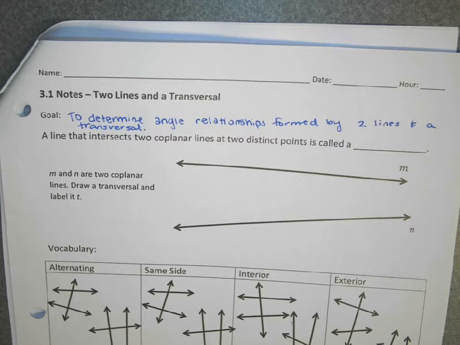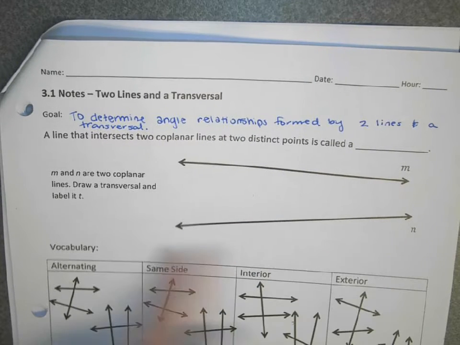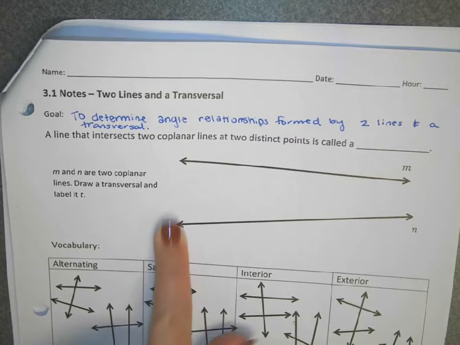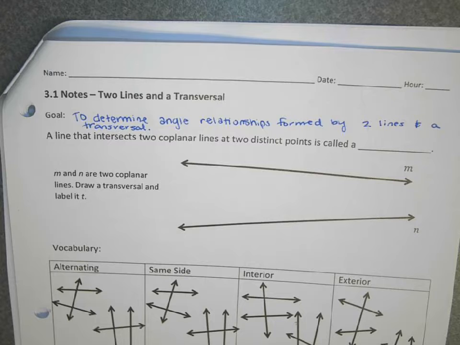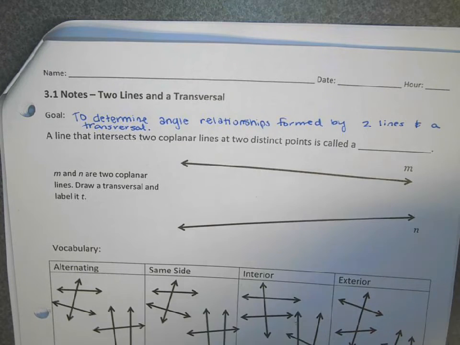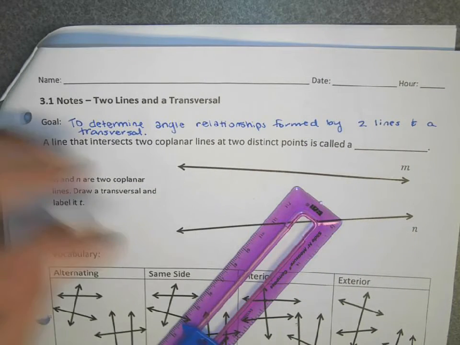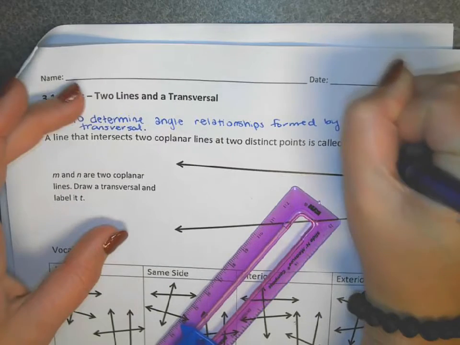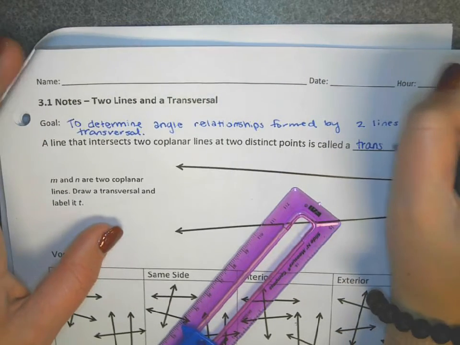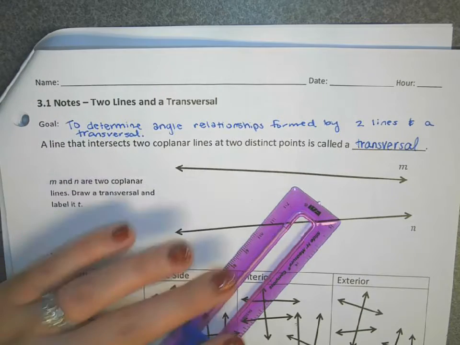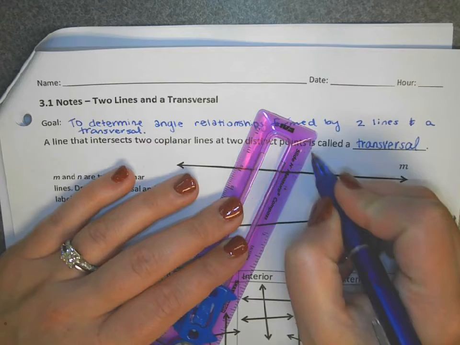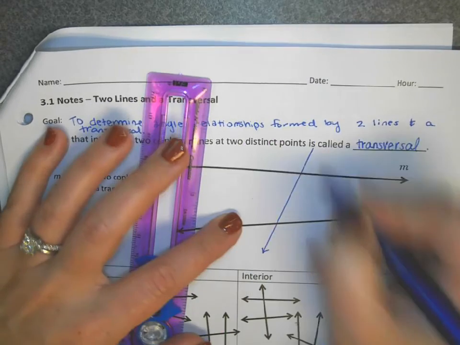So a line that intersects two coplanar lines, so these two lines are coplanar, at two distinct points is called a transversal. So if I take a straight edge, so find something like your ID card or the edge of your binder or something so that you can draw a straight line with, and we are going to draw in a transversal. So the transversal would be a line that just hits both of these other lines.